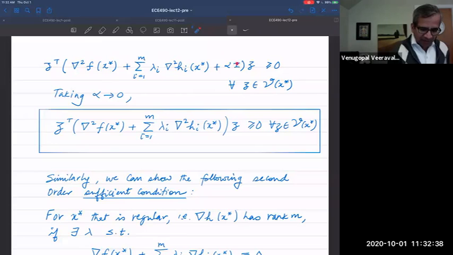Okay, so that's the second order necessary condition. Now I can make my alpha go to 0 and get rid of this. So then I'll have only the things that are in my original problem, which is the f and the h's. So the f and the h's are the only thing that will appear now when I take alpha equals 0, and I get this equation as my second order necessary condition.